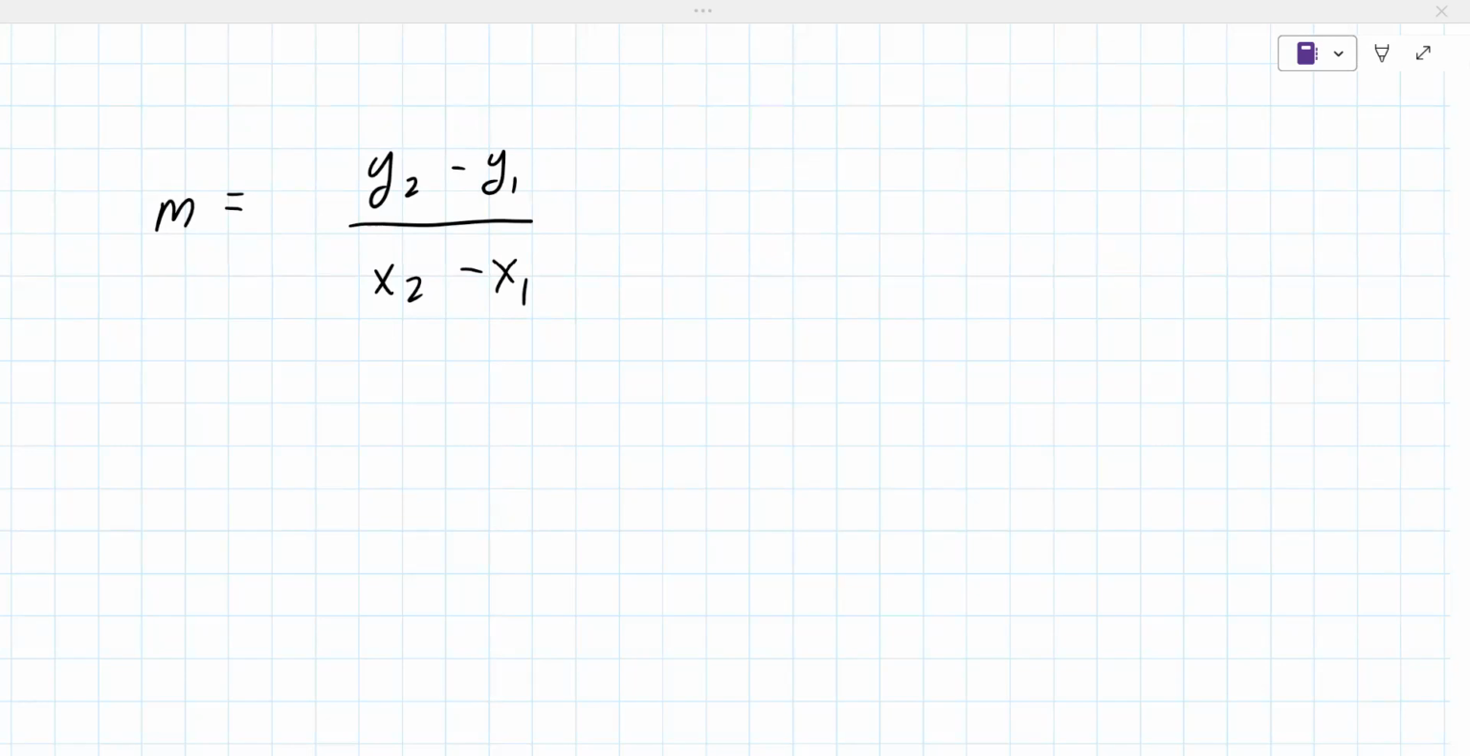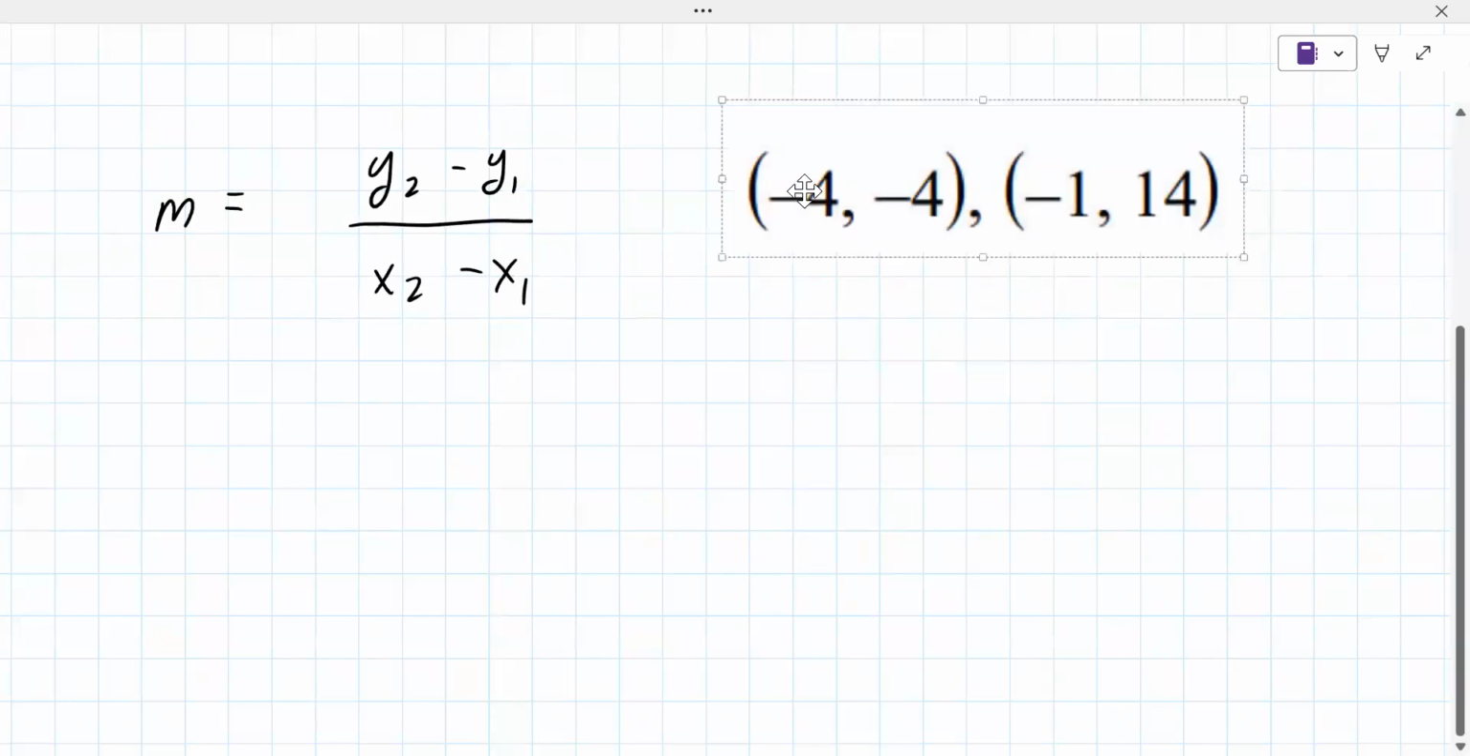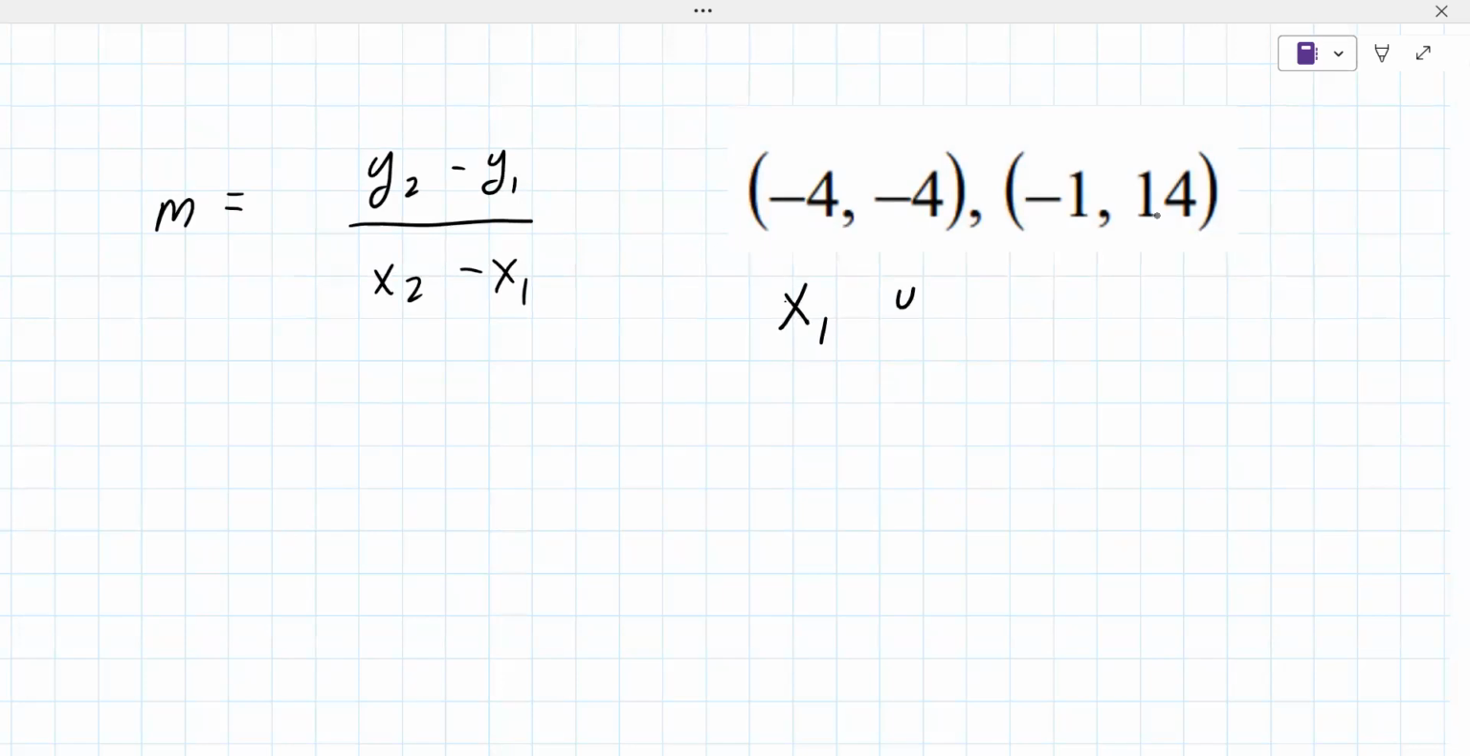So let me give you some points here to consider. I'll work this one out with you. So I'm going to give you two ordered pairs. The ordered pairs are x and then y, x and then y, x1 and then y1, x2 and then y2, like that. Okay. So you have to be able to put these into the equation here.